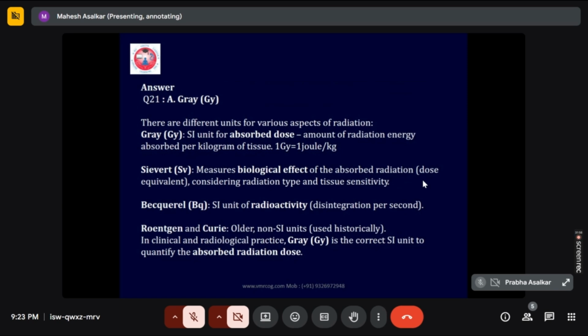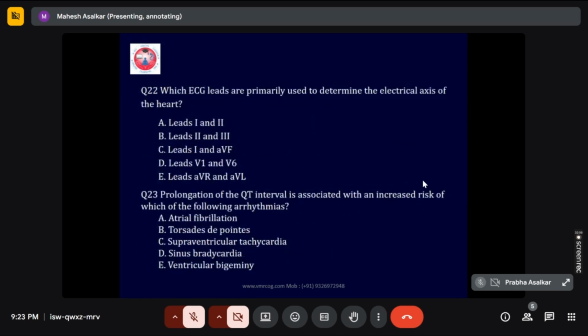So please remember what exactly is asked in the question. Because options will be the same, just one or two words will change your answer. So read the question properly. Next, Dr. Sinchana, start. Yes, sir.